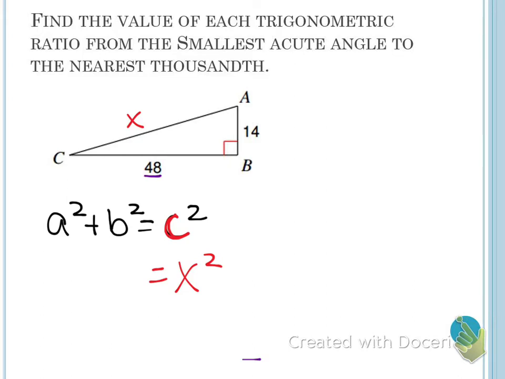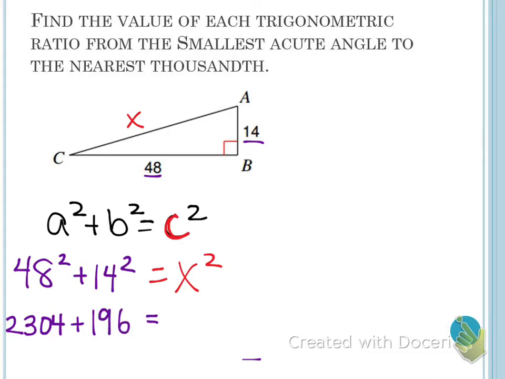So that means 48 and 14 are your legs. Keep in mind that on your quiz, you're not using the scientific calculator because you don't need it for this part. So you'll need to make sure you know how to square things. How would you square 48 manually? 48 times 48, which is 2,304. 14 squared is 196.